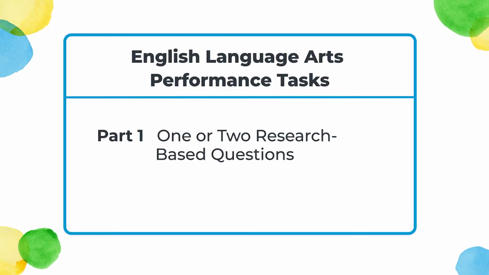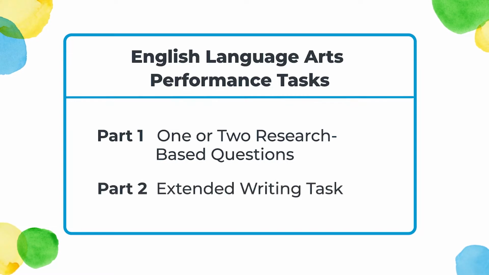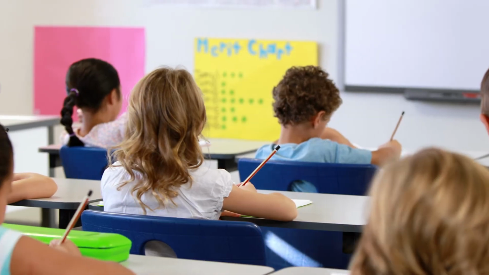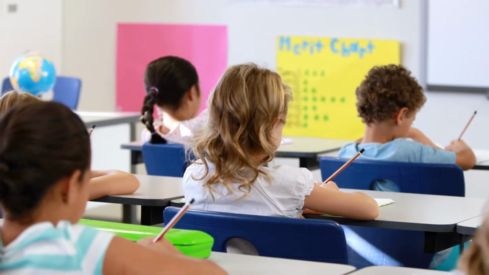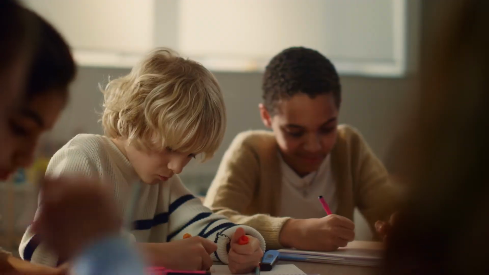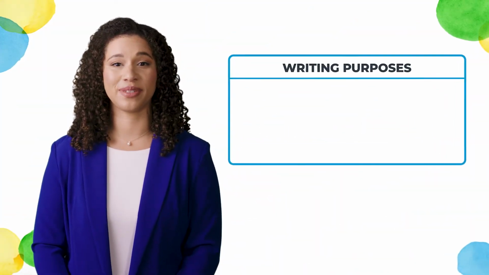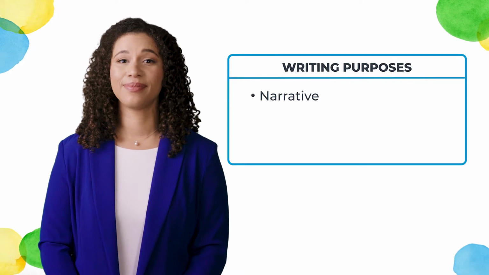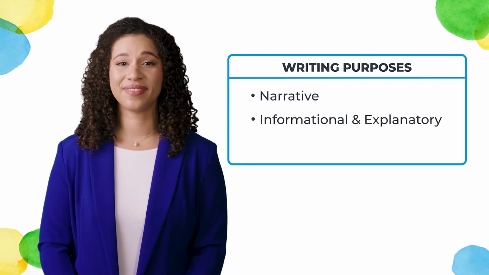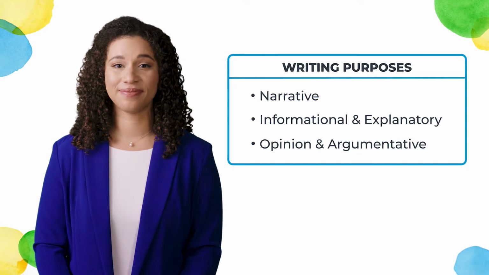Part 1 includes 1 or 2 research-based questions for students to answer after reading multiple texts about a common topic. The foundation of SmART is Part 2, which consists of an extended writing task on the same topic. This task requires students to respond to a writing prompt for a particular audience and purpose. Their response needs to include supporting information from source materials. There are 3 possible writing purposes: narrative, informational and explanatory, and opinion and argumentative.